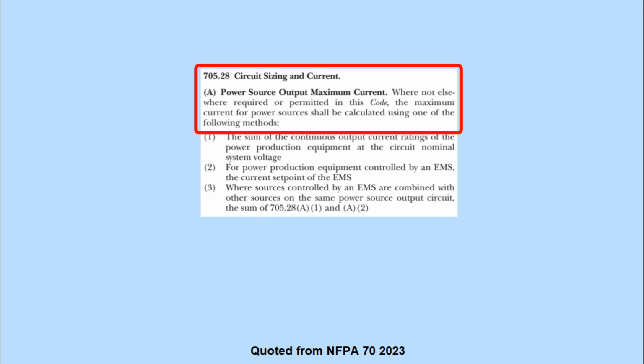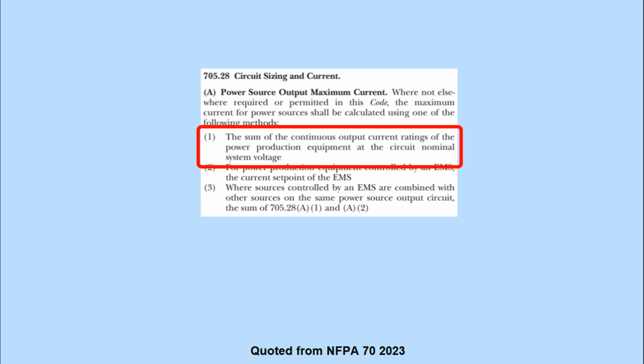On to 705.28a. Circuit sizing and current. A. Power source output maximum current. Where not elsewhere required or permitted in this code, the maximum current for power sources shall be calculated using one of the following methods. 1. The sum of the continuous output current ratings of the power production equipment at the circuit nominal system voltage. So just add up the current outputs of all the power sources to determine the maximum current for power sources.